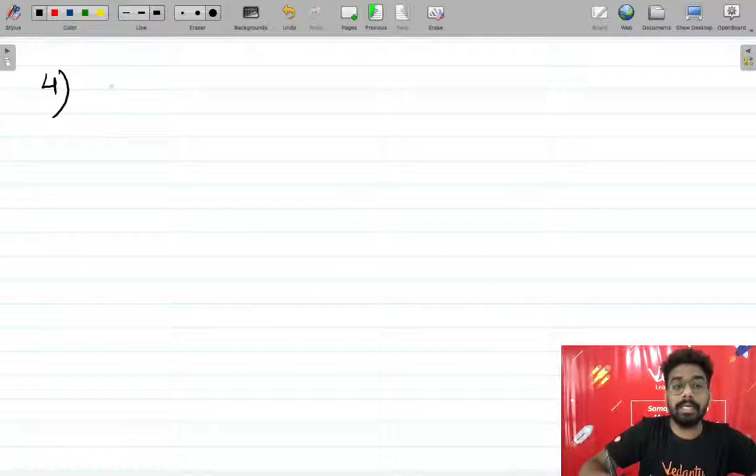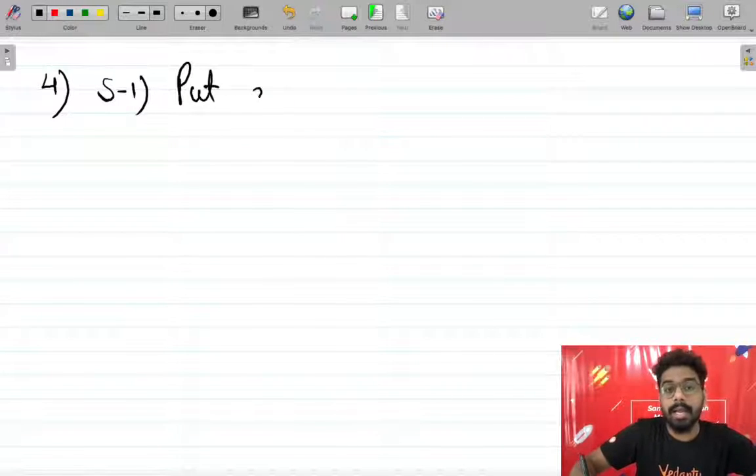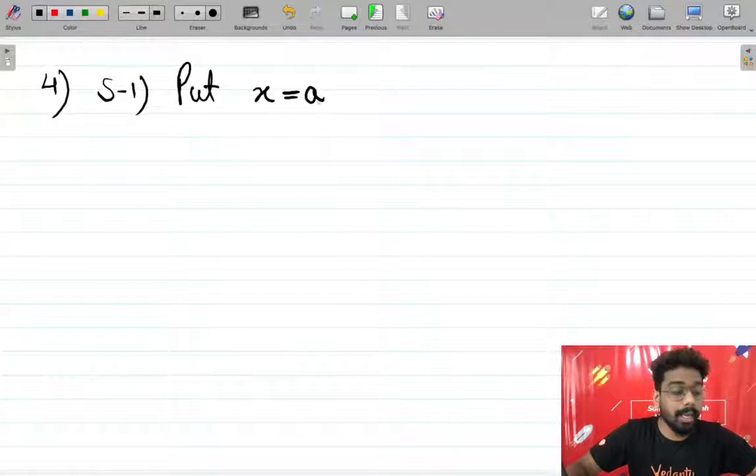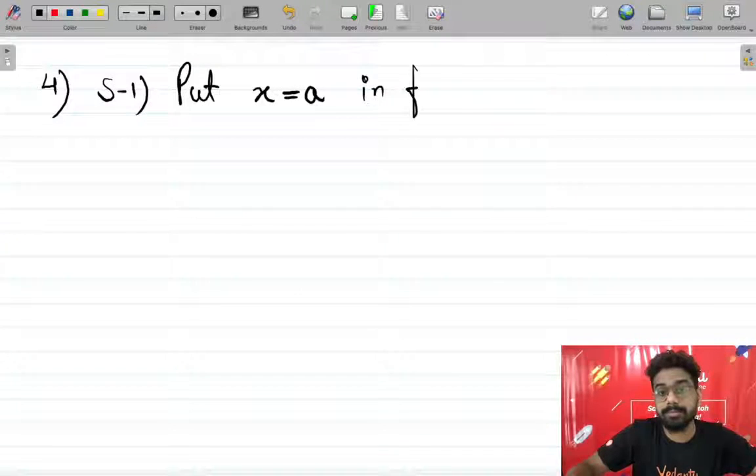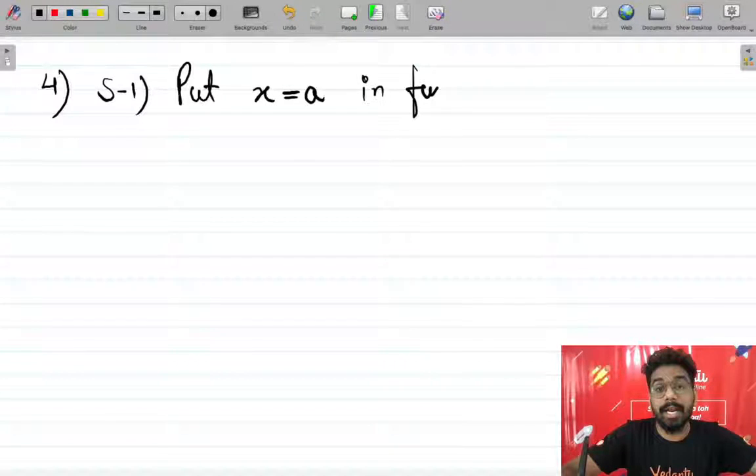So if you want to deal, the very first step is put x equals to a. X equals to a is where you are going to check your limit. Put x equals to a in the function. If it gives the exact value, this will be your answer. Exact means if it is determinate. If you can determine where exactly it is going towards or what exactly it is, you can tell your answer.